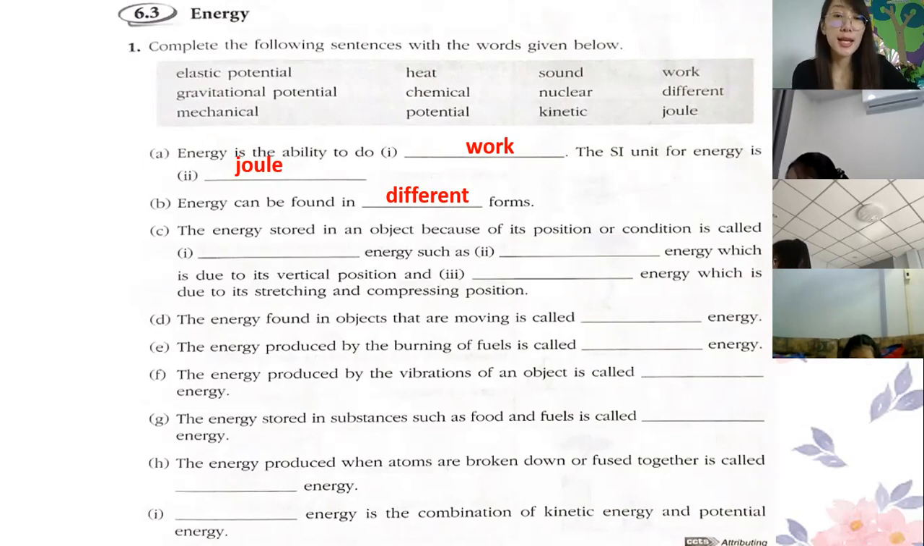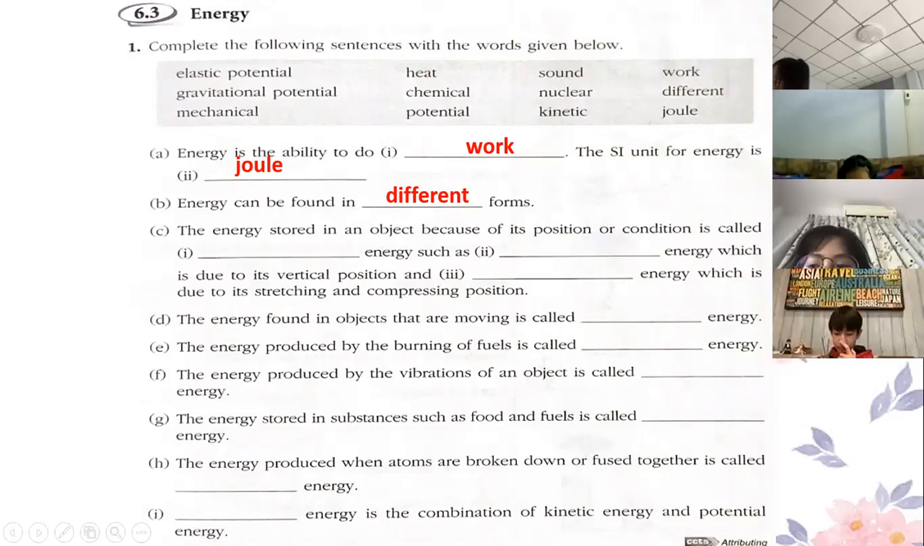Let's read question C. Okay, C, the energy stored in an object because of its position or condition is called what energy? Ode, what energy is it? The energy stored in an object because of its position and condition is called, it's potential energy, okay?